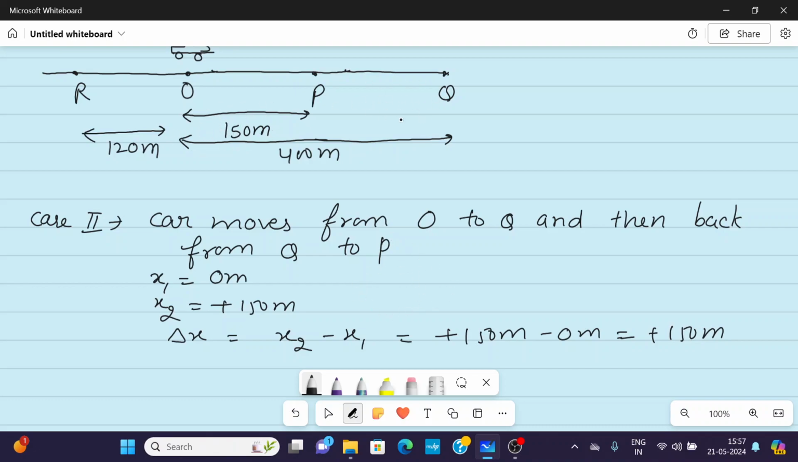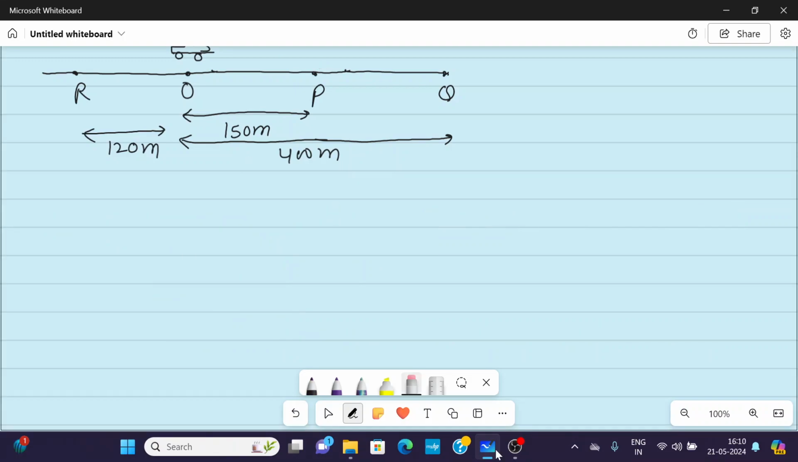Although path length in this case was the distance OQ plus QP. It was 400 meter plus 250 meter. It was 650 meter. So we can see from here that displacement cannot be equal to the path length. Consider the third case in which car moves from O to R.